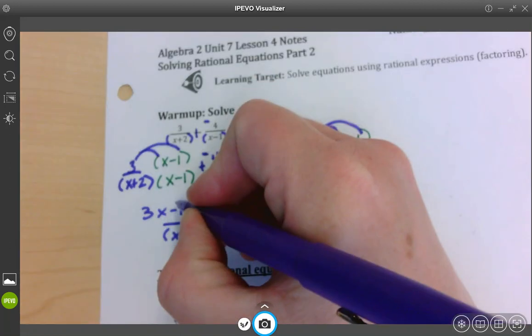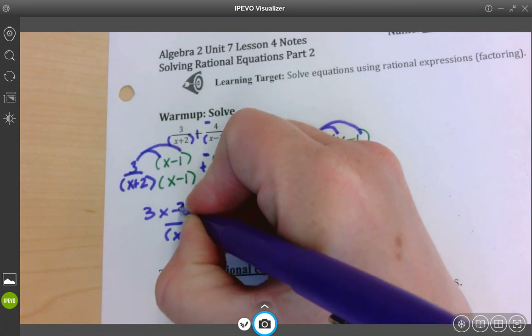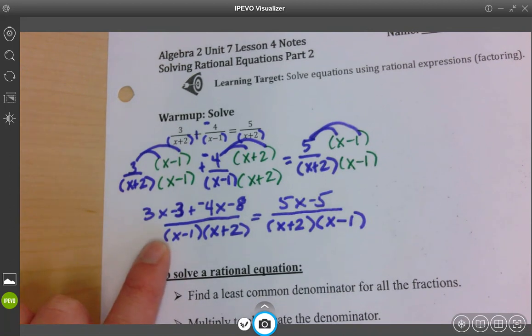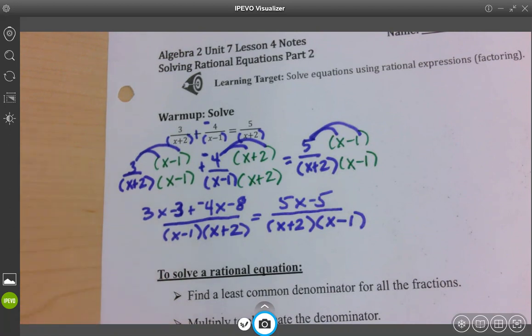Sally caught my error here. Did you guys see that? This is supposed to be 3x minus 3. Make sure you made that fix. All right. And then you guys said to get rid of our denominators, we can multiply.